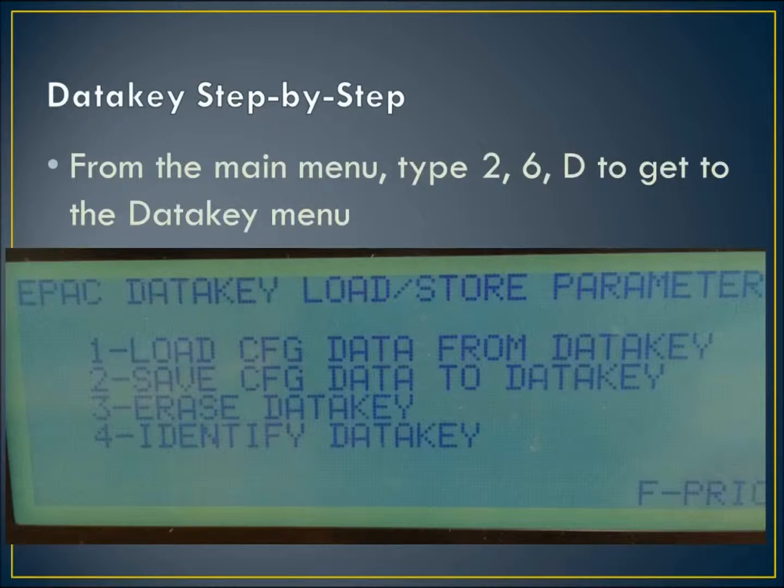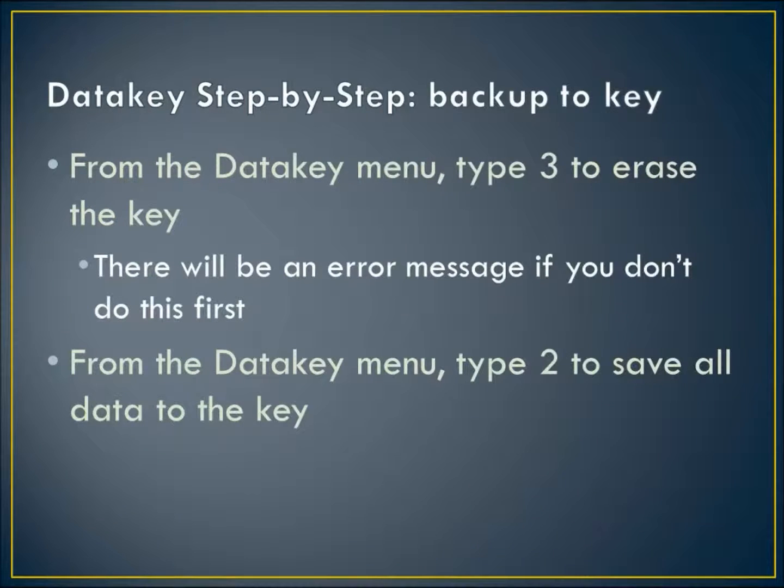From the main menu, if you F out to the main menu, you hit 26D. That's the 3 steps that you push to get to the data key menu. Once you're in the data key menu, you type the 3 button to erase the data key, and then you go back and you hit the 2 button to save all the data on the controller to the key.